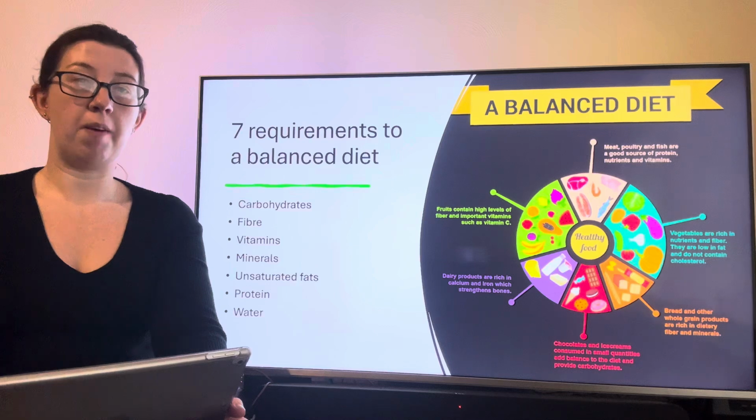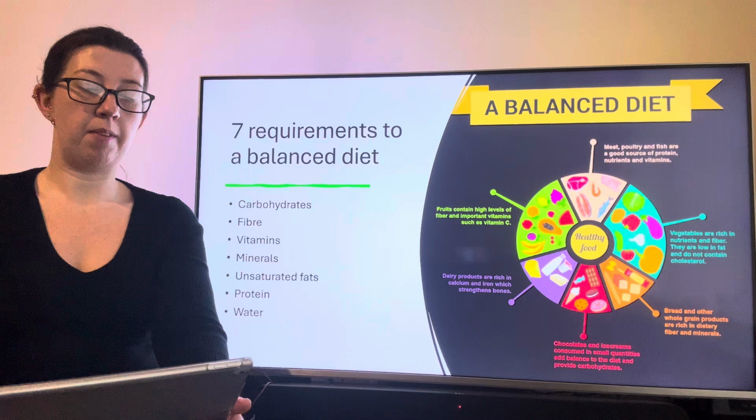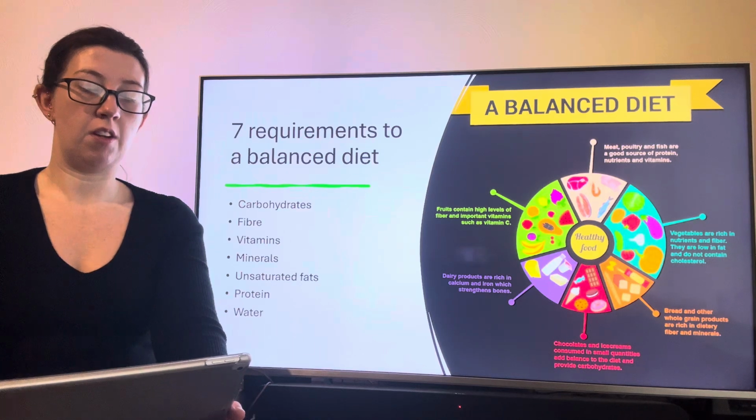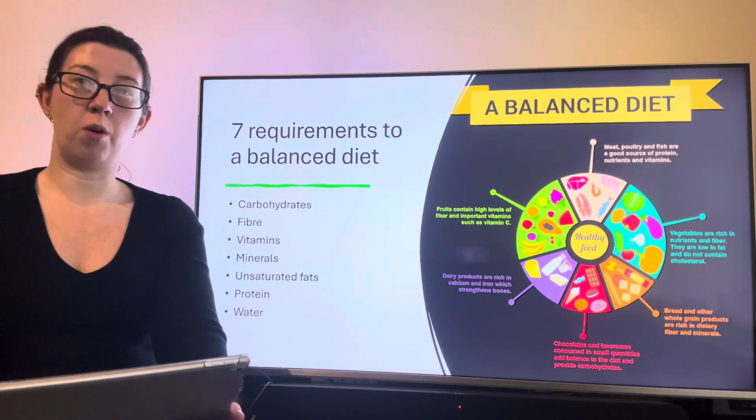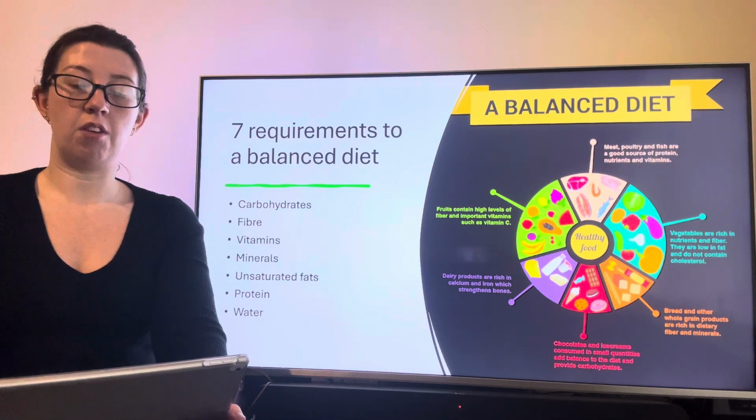The seven requirements of a balanced diet are to consume carbohydrates, fibre, vitamins, minerals, unsaturated fats, protein and water. There are two types of carbohydrates, simple carbohydrates and complex carbohydrates. Simple carbohydrates are made up of sugars and fructose. Complex carbohydrates are made up of starchy foods such as bread, rice, pasta and potatoes. It is advised by the World Health Organization that half of your energy intake comes from carbohydrates.